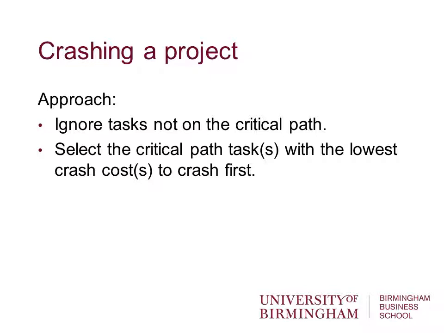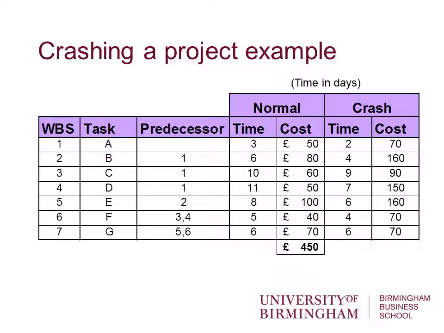So let's think about crashing a project. The way to do this is to first of all produce the network, work out the critical path, and then ignore in the first instance all those activities not on the critical path. We select the critical path tasks with the lowest crash costs and crash those first.